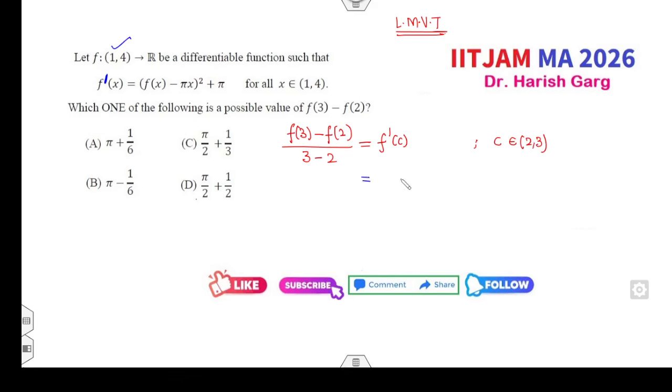So I can write this value as f dash of c minus pi of c whole square plus pi. ये तो बनेगा ना. And the left hand side क्या बन गया? f of 3 minus f of 2. अब ध्यान से स्टेटमेंट पढ़िए. आपका टारगेट है पॉसिबल वैल्यू निकालना, नॉट एज द एग्जैक्ट वैल्यू. तो पॉसिबल वैल्यू क्या है?